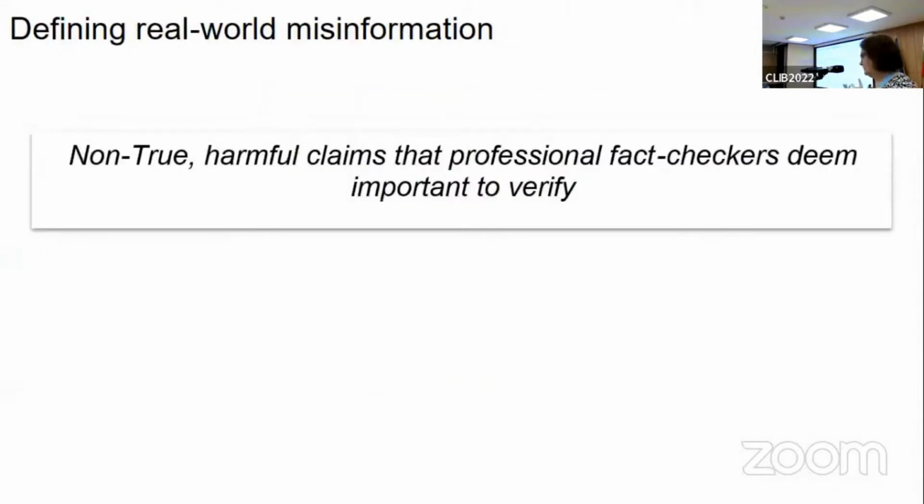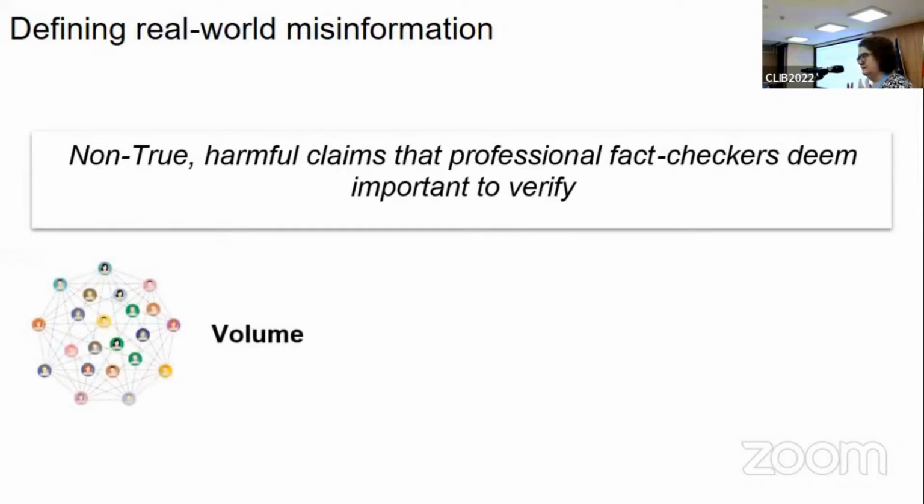Now, it's very challenging to define real-world misinformation, and we propose this definition: real-world misinformation are non-true, harmful claims that professional fact-checkers deem important to verify. And this real-world misinformation is characterized by two properties. One is the volume. As I said, the number of false claims is growing a lot, and the fact checkers need to prioritize their efforts. It's impossible to check everything, so they need to prioritize.